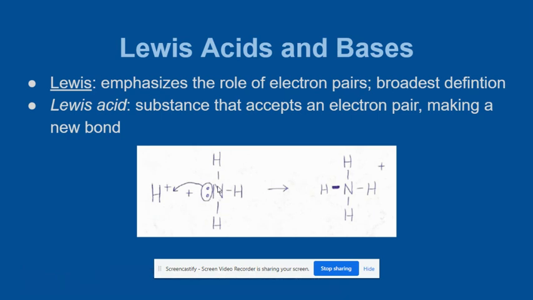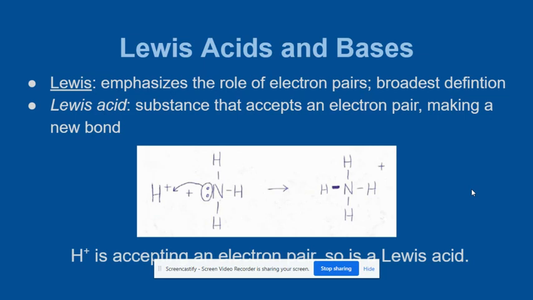Then we have ammonia, NH3, which has the lone electron pair right here. And I've drawn this arrow to show you that hydrogen is going to be able to accept the electrons. They're going to make, on the right-hand side, this new bond between the two of them. They're going to come together and make one substance. So because hydrogen is accepting that electron pair, according to Lewis, it is an acid, okay?